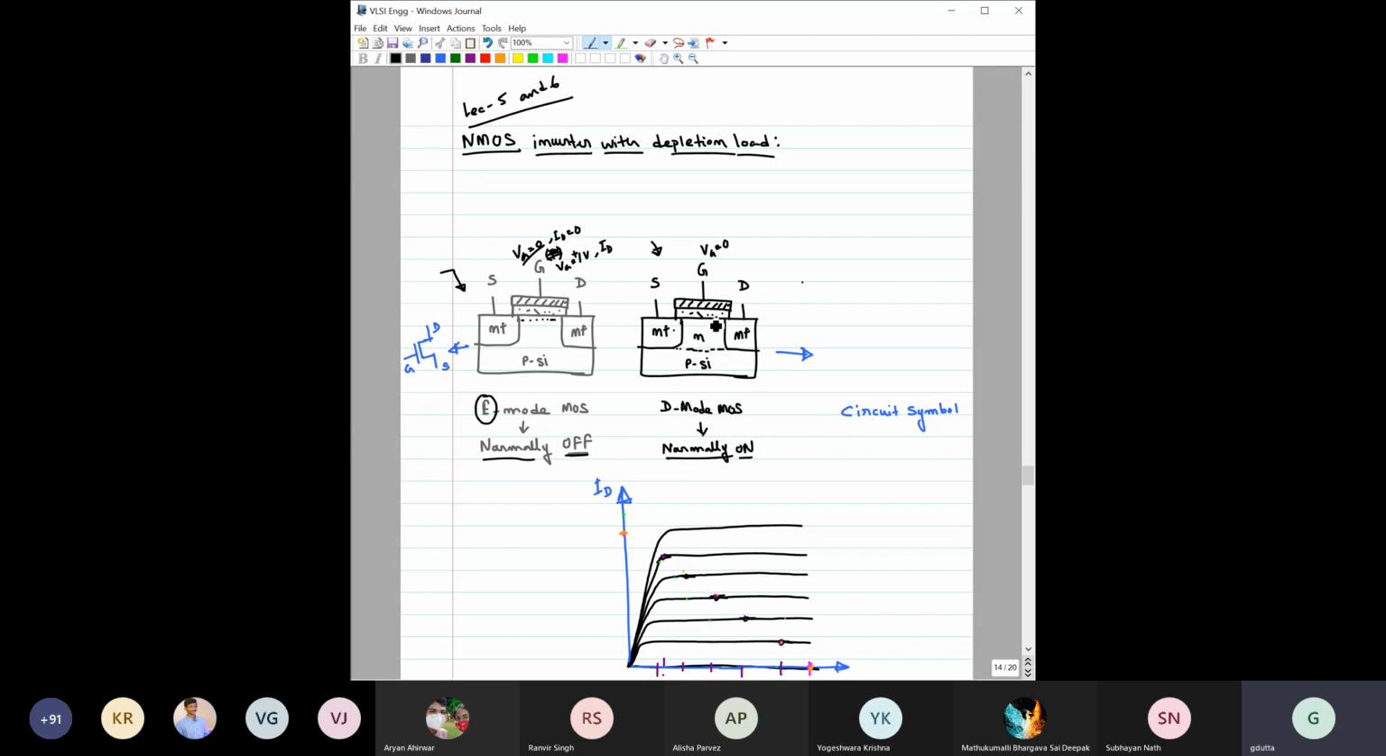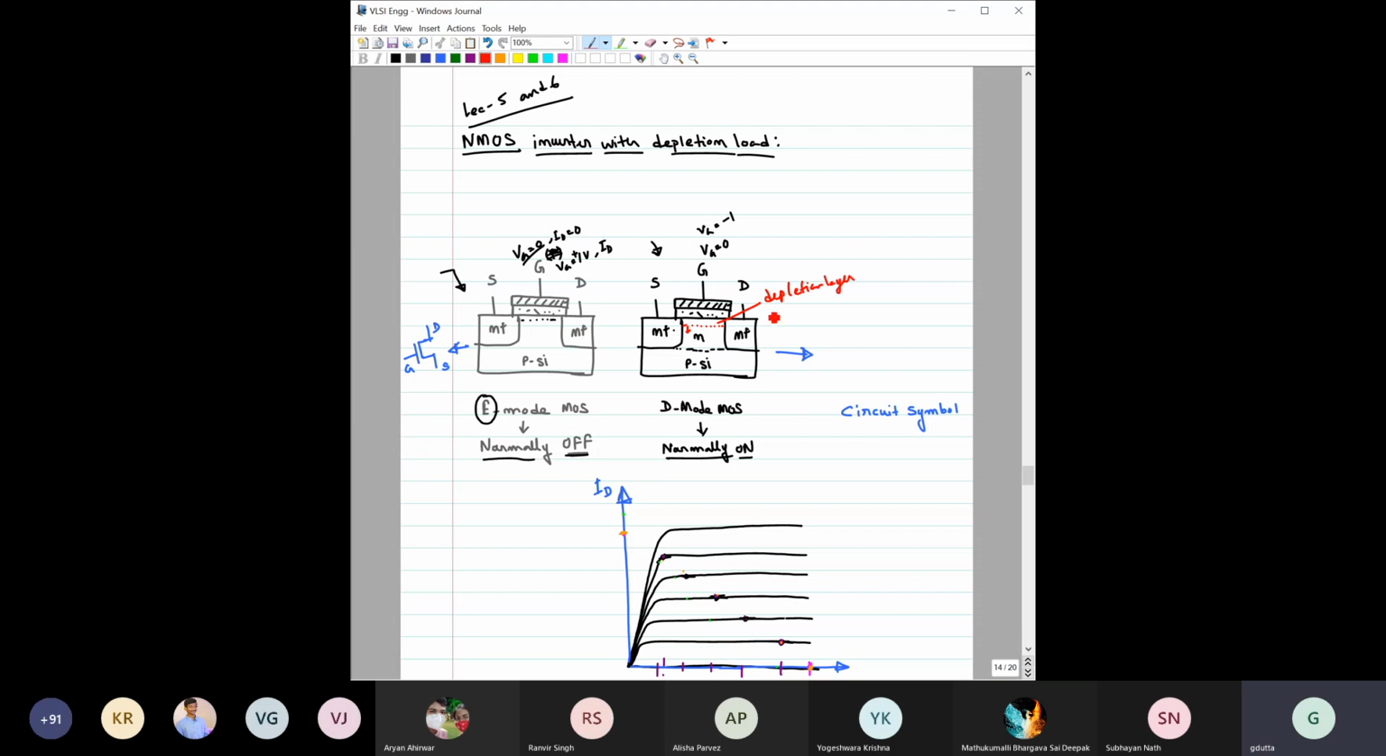Now, what do we have to do in order to turn off this transistor? Say we apply -1 volt. When you apply -1 volt, what will happen? You are applying -1, so that will basically try to repel the electrons closer to this interface towards this side. That makes a depletion layer here. So that forms a depletion layer.